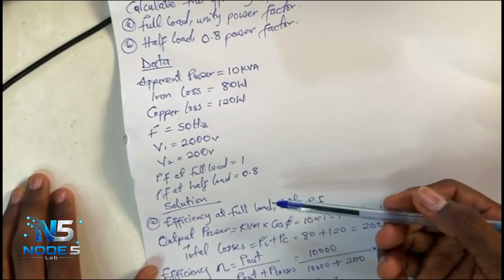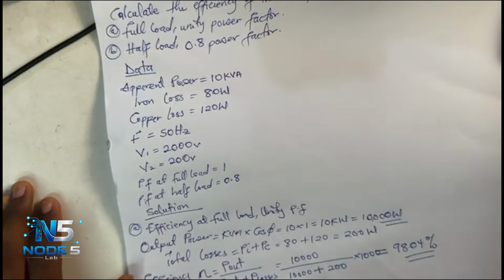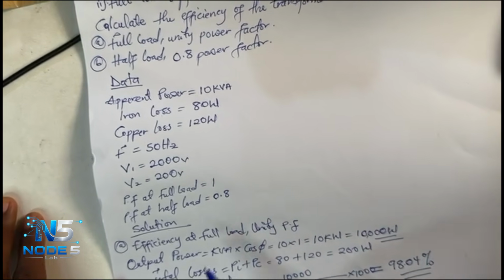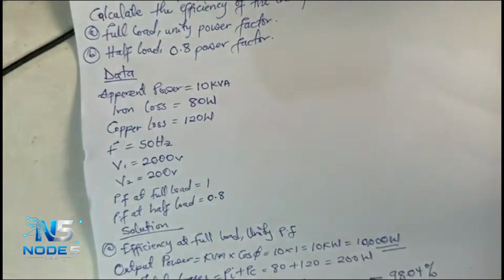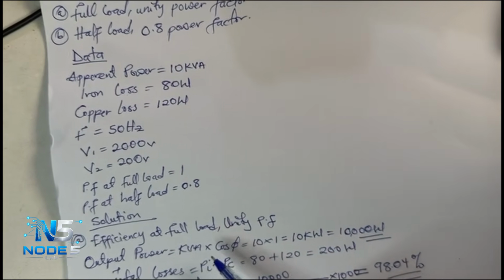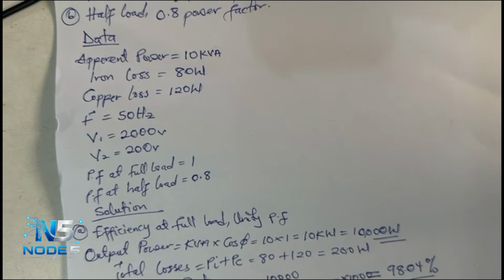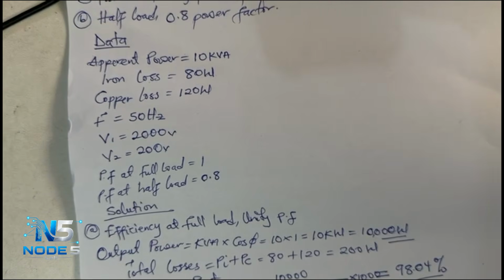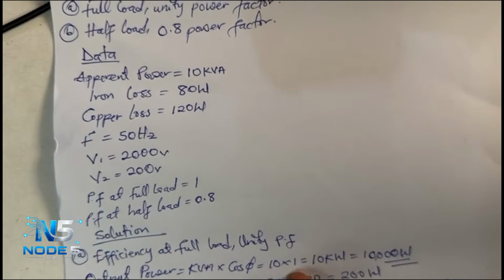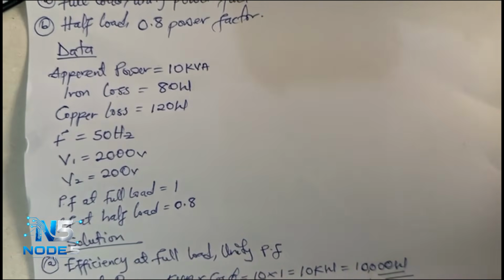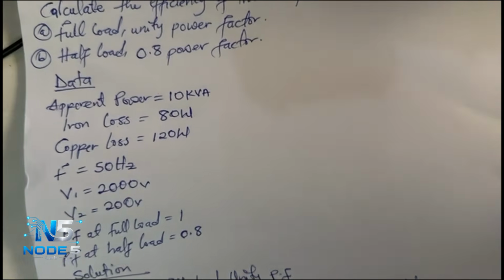Our solution A, efficiency at the full load when the power factor is unity, that's 1. We have to first find the output power, because the power that is rated was in kVA, in apparent power. So the output power is the apparent power times the power factor, that is cos theta. So that's equal to 10 times 1, because the power factor is 1. That'll give you 10,000 watts for the output power. Good.